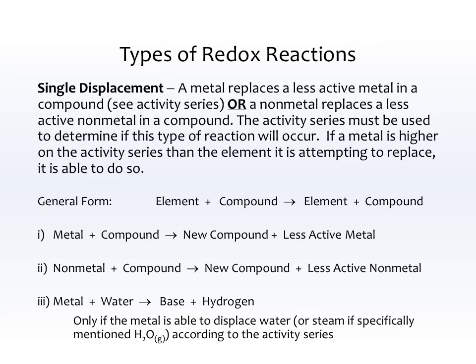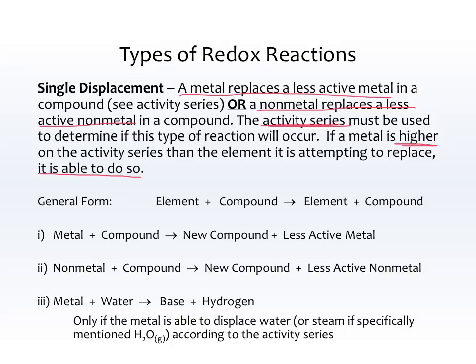In this type of reaction, a metal will replace a less active metal in a compound, or a nonmetal will replace a less active nonmetal in a compound. The activity series must be used to determine if this type of reaction will occur, and we'll talk about the activity series in just a second. If a metal is higher on the activity series than the element it is attempting to replace, it is able to do so. So I'm going to talk about the 3 general forms first, and then we're going to look at the activity series and see how that applies.